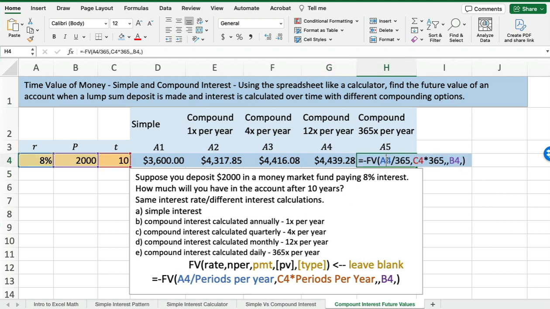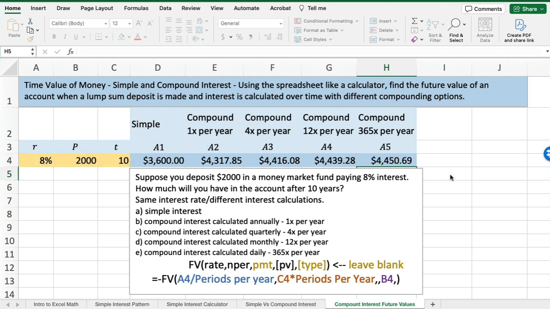In column H, we're going to see what that formula looks like if we are compounding daily. So that means 365 times a year. So equals negative FV parenthesis A4 divided by 365 comma C4 times 365 comma B4 comma close parenthesis. Enter. So you can see these are the values on the account 10 years from now.